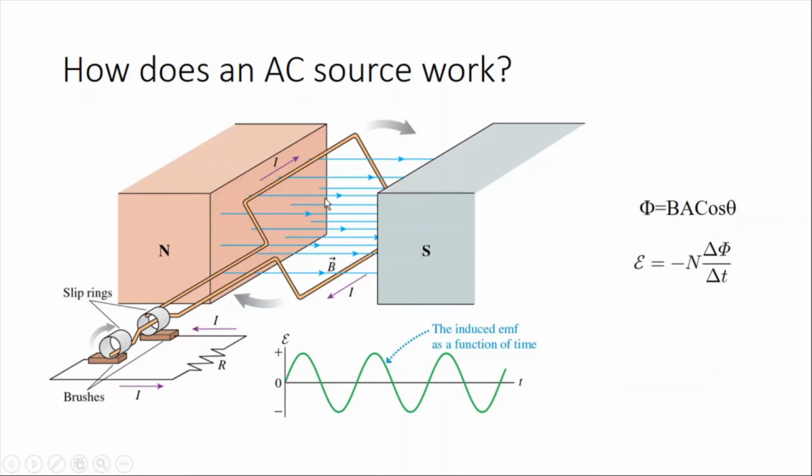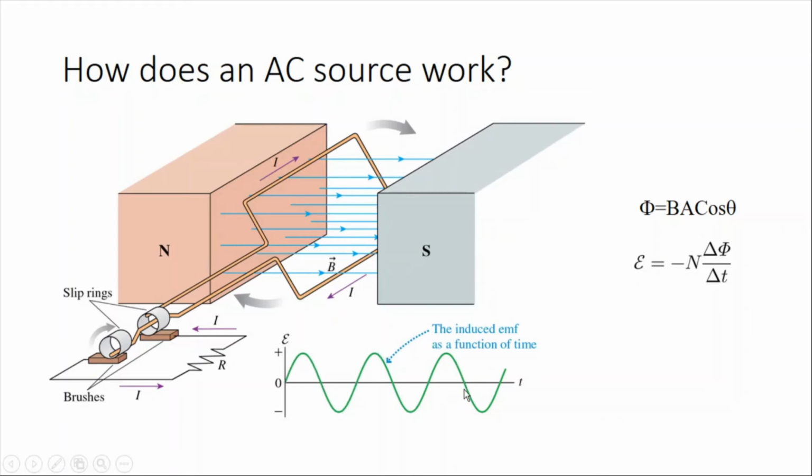Sometimes when the coil is perpendicular to the magnetic field lines, theta is going to be 0, and sometimes it's going to be equal to 90 degrees, 270 degrees, 360 degrees. As this rotates, the flux will change. So the change of flux, according to Faraday's formula, as the flux is changing with time, an induced electromotive force is going to be produced. So a voltage is going to be produced, and this voltage is going to be a changing voltage.